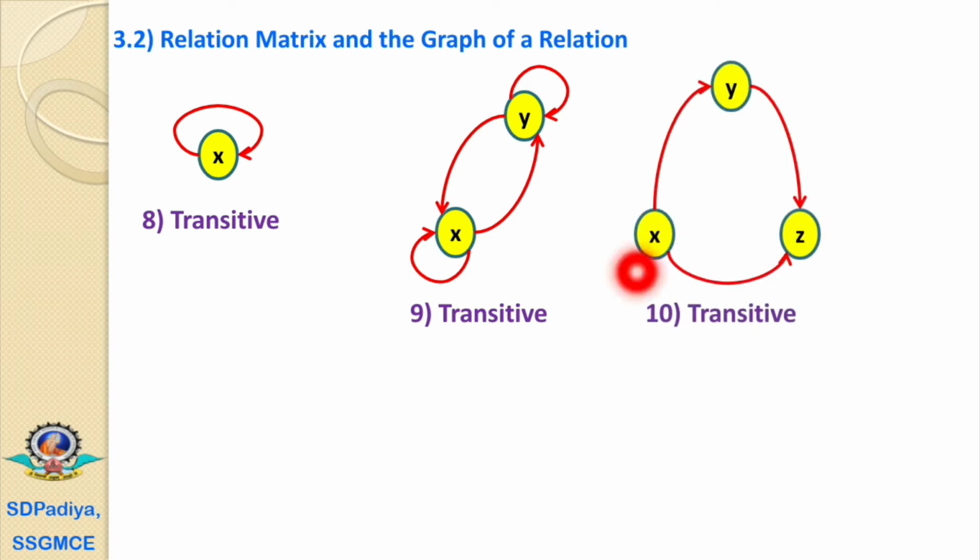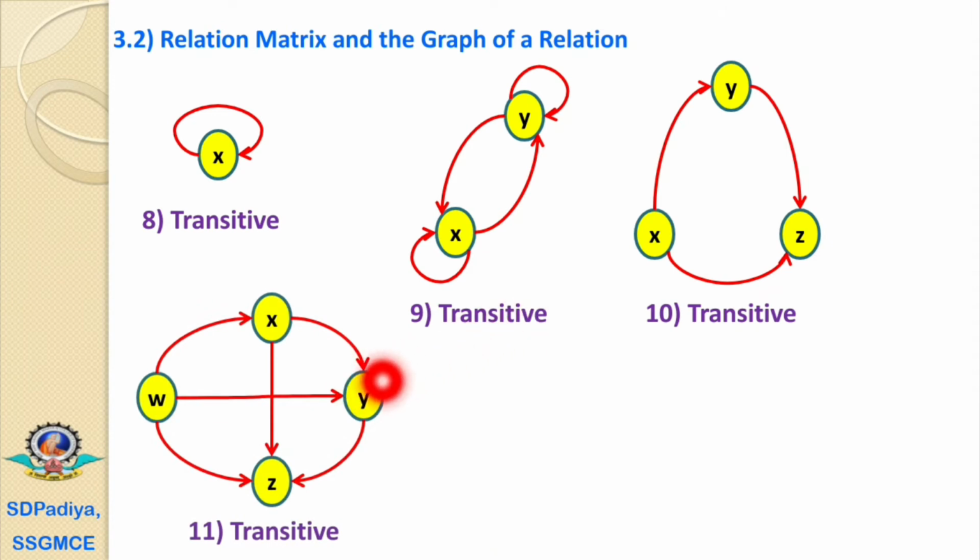In the next, now it is a case of transitive, that x has a relation with y, y has a relation with z, then x has a direct relation with the third, that is z. I repeat, the x has a relation with y, y has a relation to z, and x has a direct relation to z. That's why it is transitive. It is not reflexive, because no node has the connection with itself, and it is not symmetric, because x to y but y to x is not there, y to z but z to y is not there, and x to z then z to x is not there.